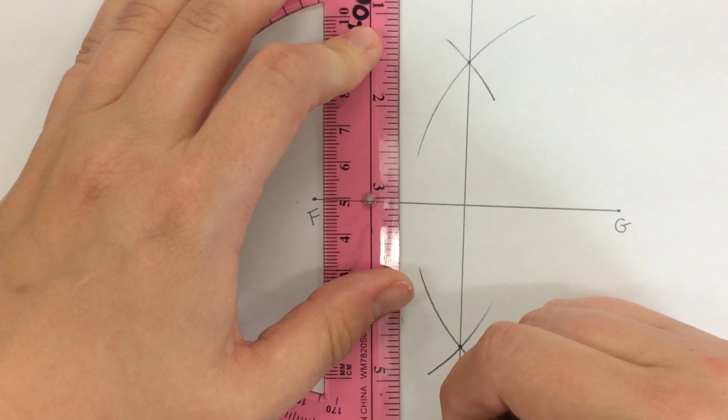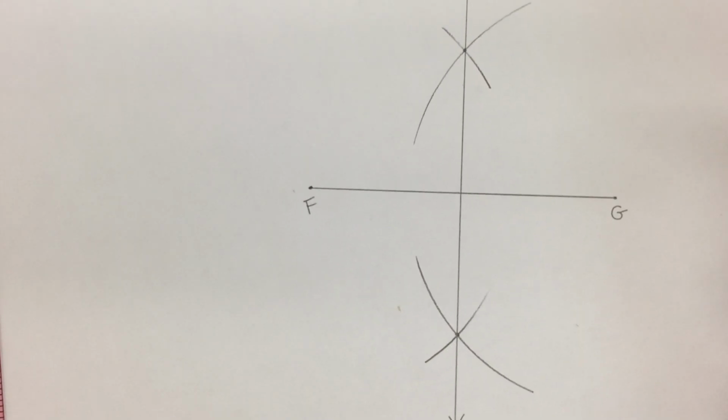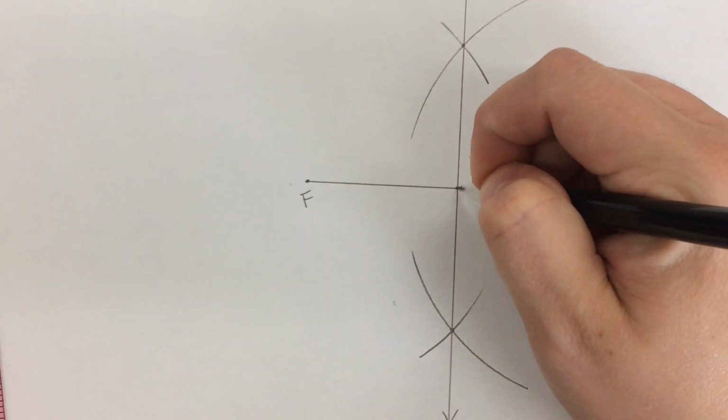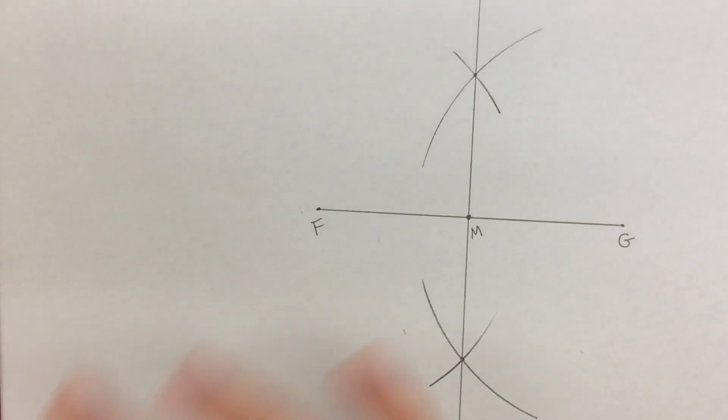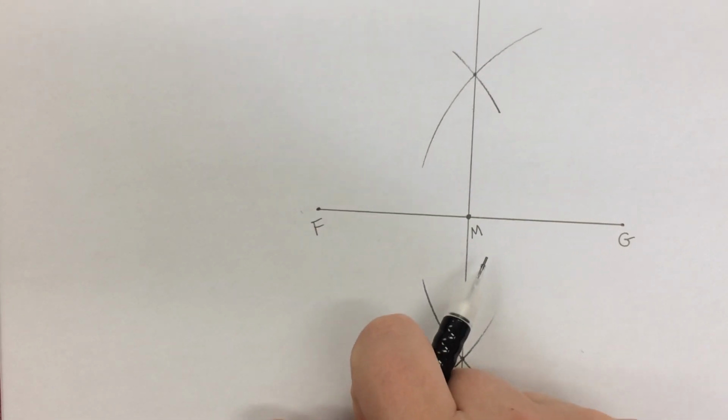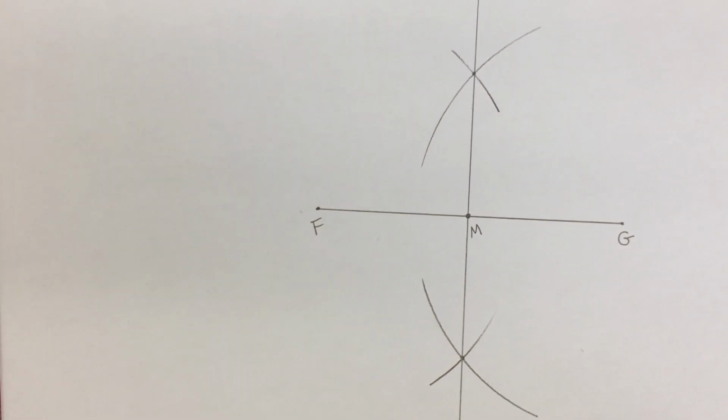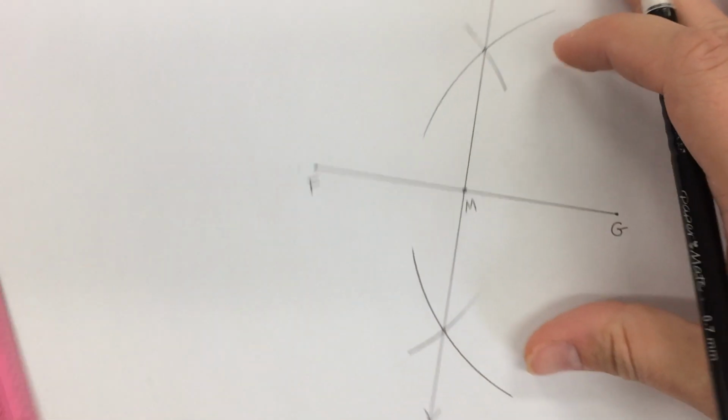We talked about segment bisectors before. So you're going to draw that line through the bisected segment FG. Since that's bisected, that is point M, which we'll call the midpoint. Sometimes it's called other things. It doesn't always have to be called M, but we'll call it M for midpoint. So that's how you bisect a segment.